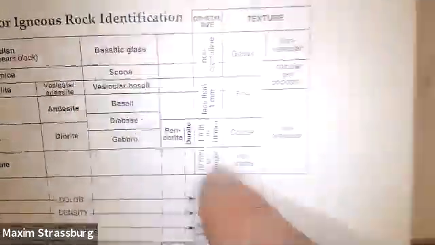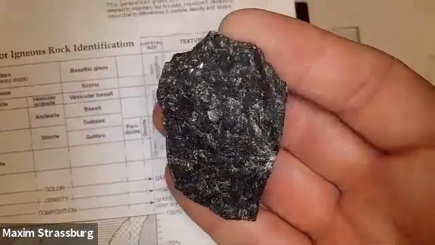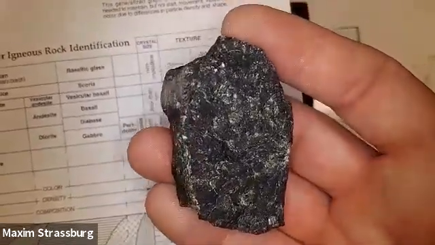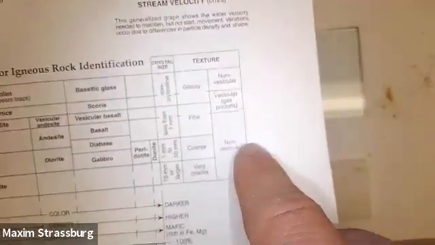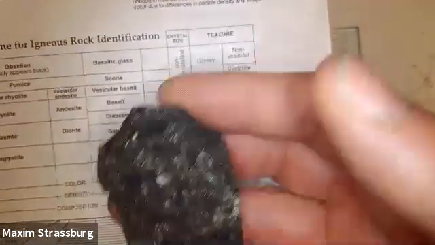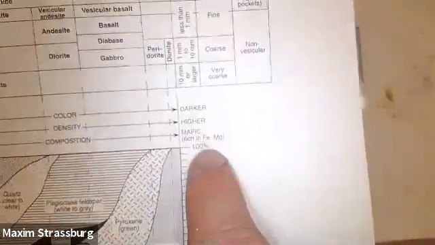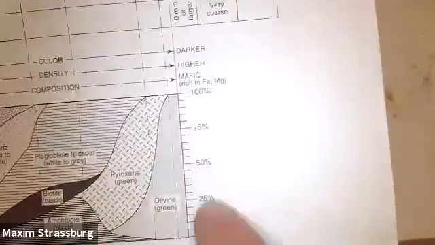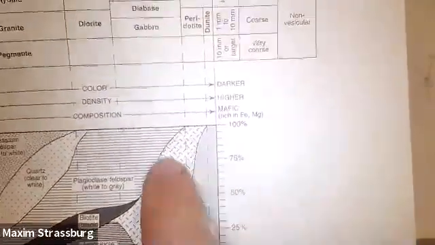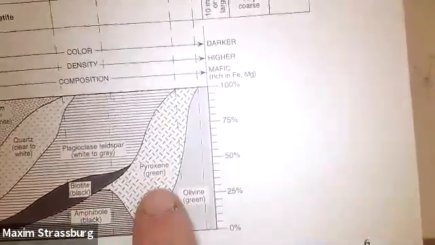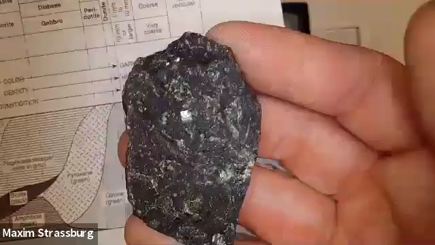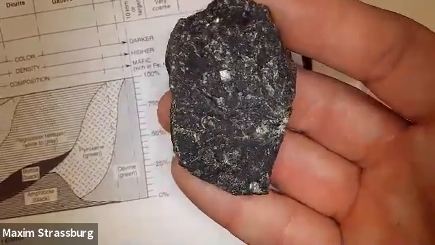So if you find it there, coarse texture, you see those crystals all throughout. Okay, no vesicles, so it's non-vesicular, and it's darker and heavy. So it's got a higher density. It's mafic in composition, and you see all of these minerals present, especially high in pyroxene and olivine. So that's sample number 12, peridotite.